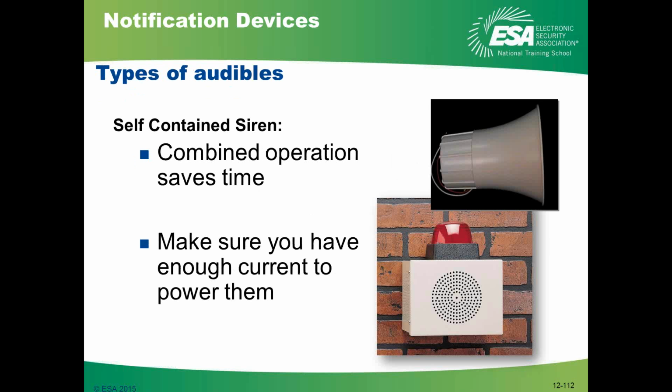Types of audibles. We have the self-contained, making sure you have enough power to power them. We all know that some of these older devices that were sitting out there pulled over an amp of power. So it's making sure that if you go to take over that system, that the panel you're installing can support what's sitting there audible-wise.